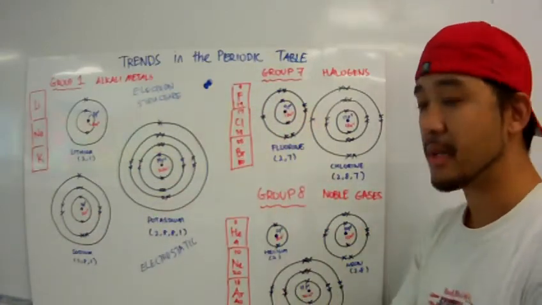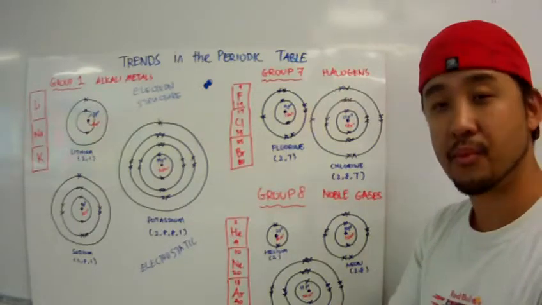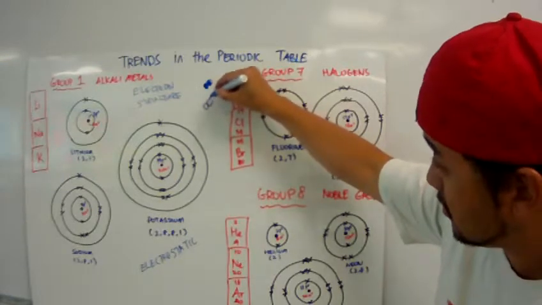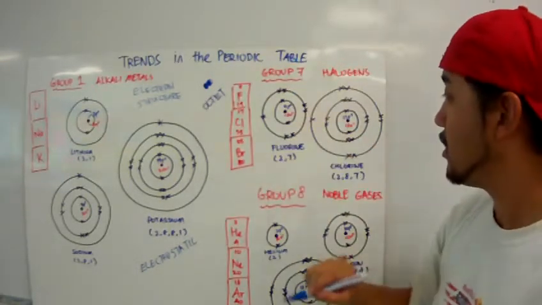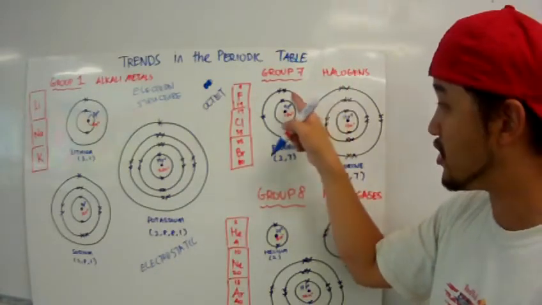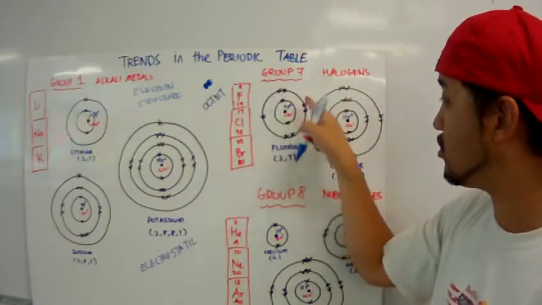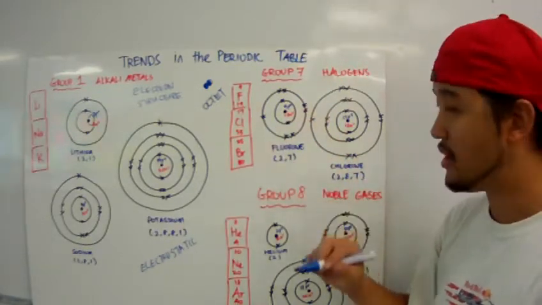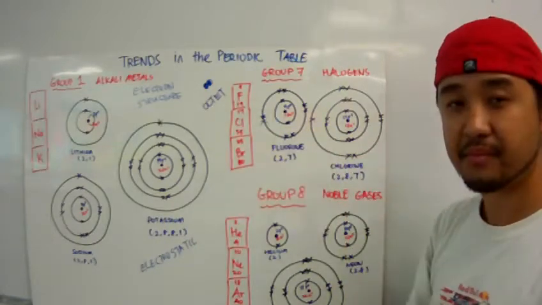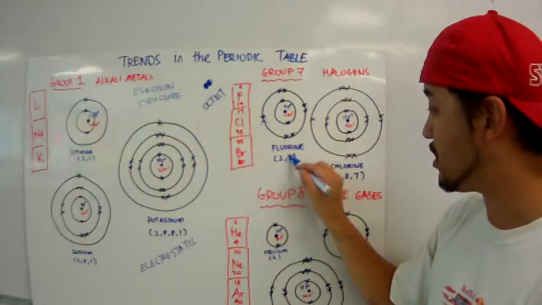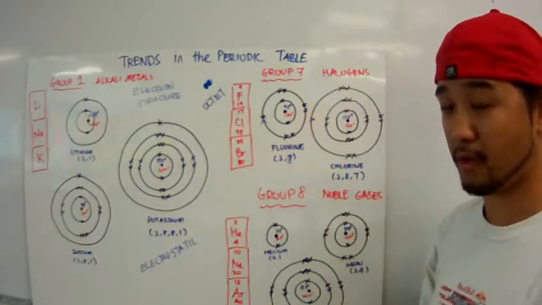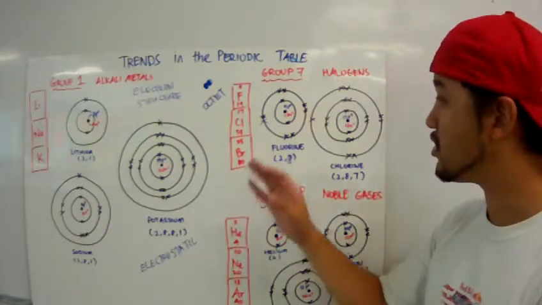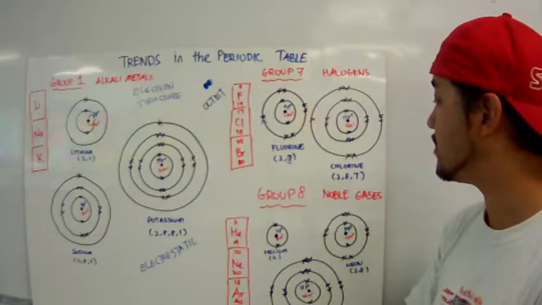Why? This is because it wants to achieve a full octet shell. Octet meaning 8. Okay? If you count the electrons on the outer shell, you see 1, 2, 3, 4, 5, 6, 7. 7. That means it wants to accept one more electron. When it accepts one more electron, it is happy and full. Like after a buffet. So, that is the trend of group 7 halogens.